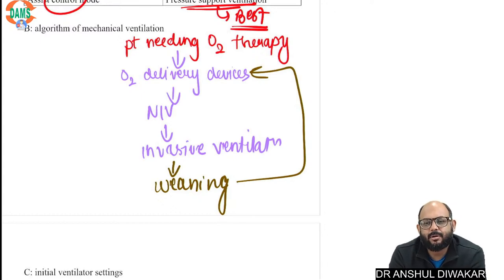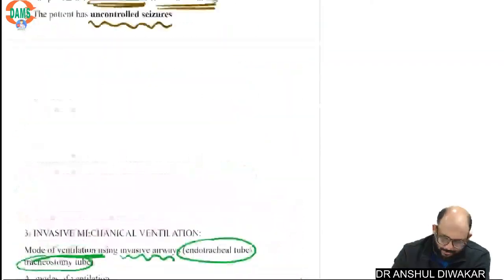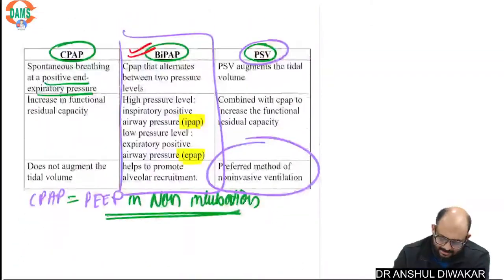Patient is initiating all the breaths. If the patient is initiating all the breaths, then is it a control mode or a weaning mode? So of course a weaning mode. And you are only supporting a pressure to achieve a tidal volume. Only supporting a pressure to achieve tidal volume. Does it ring a bell?